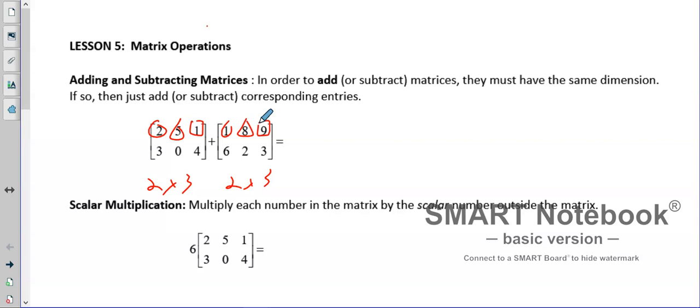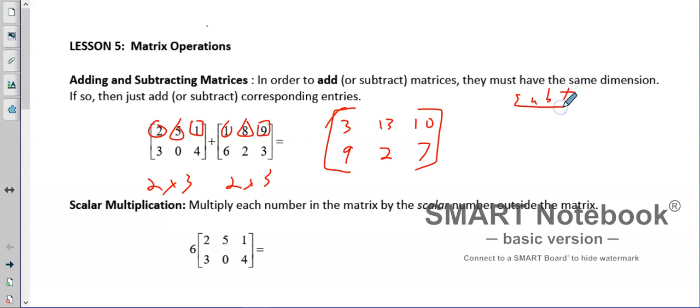So 2 plus 1 is 3. 5 plus 8 is 13. And 1 plus 9 is 10. And then 3 plus 6 is 9. 0 plus 2 stays 2. And 4 plus 3 is 7. Whoops, I almost made big old parentheses. There's my matrix.